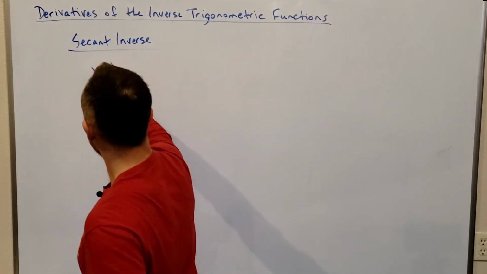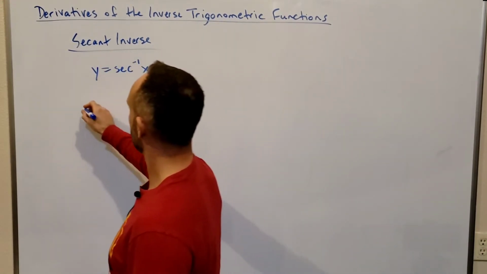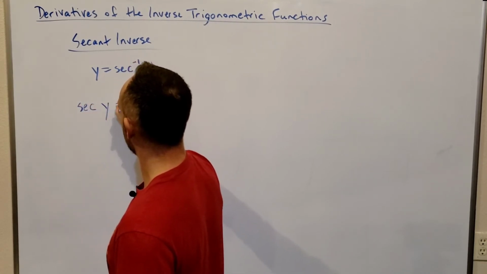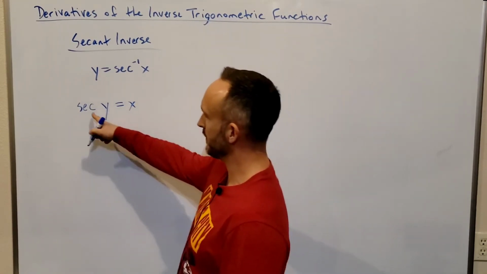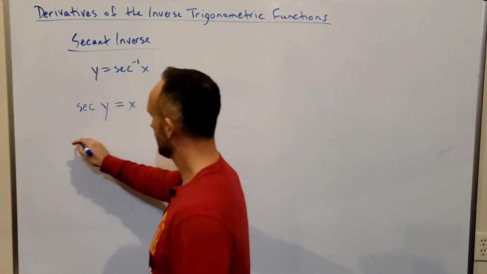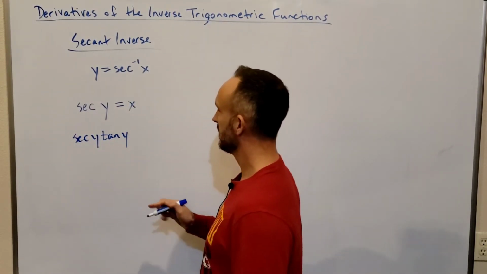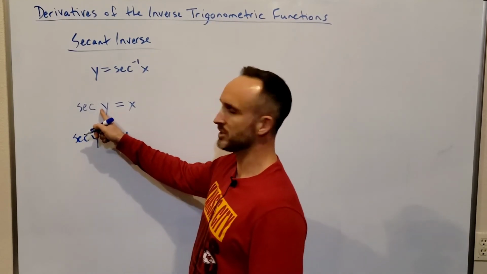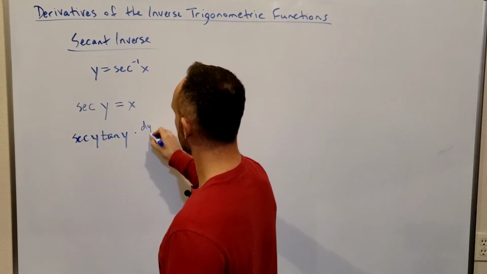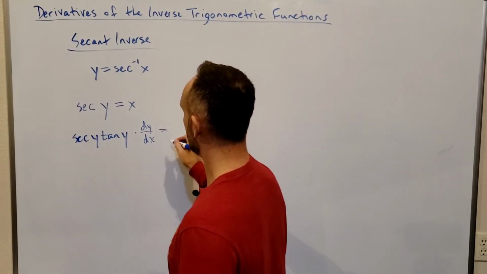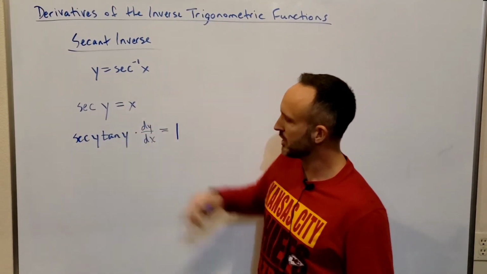So we'll say that y equals secant inverse of x, meaning that if you inverse that, the secant of y equals x. Differentiating both sides, the derivative of secant is secant tangent. So we've got secant y, tangent y. But I've got to use the chain rule because the input to the secant function is a function itself. So the derivative of y is dy dx equals the derivative of x, which is 1.